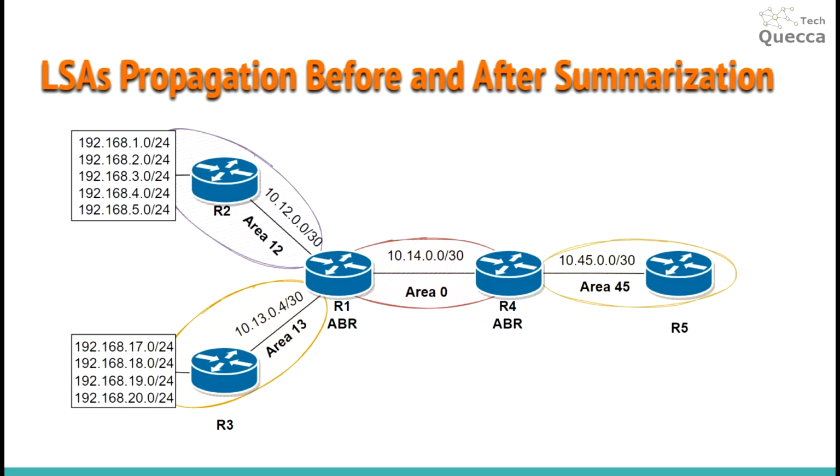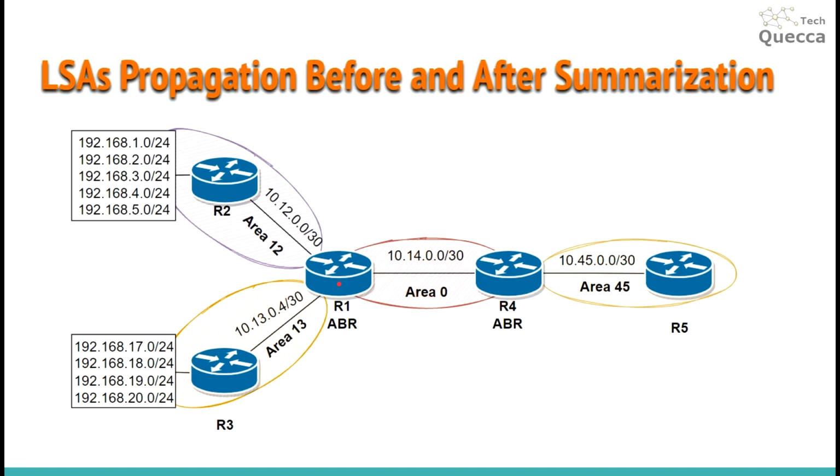Okay, let's review an example. We have a network with area 45, the backbone area 0, area 12 and area 13. On router R2 we have 5 subnets, on router R3 we have 4 subnets. If there is no route summarization, router R1, which is an ABR, is going to advertise in area 0 Type 3 LSAs, 5 LSAs for these subnets. And then router R4, which is also an ABR, will advertise them into area 45.